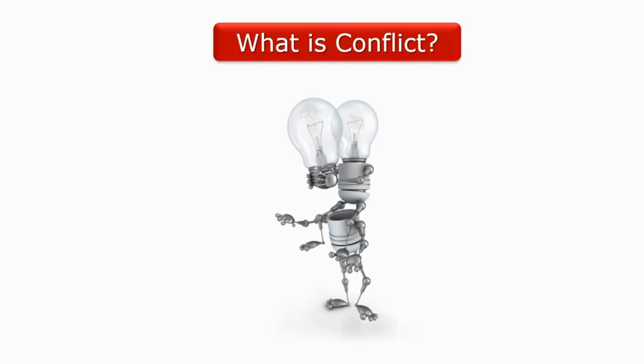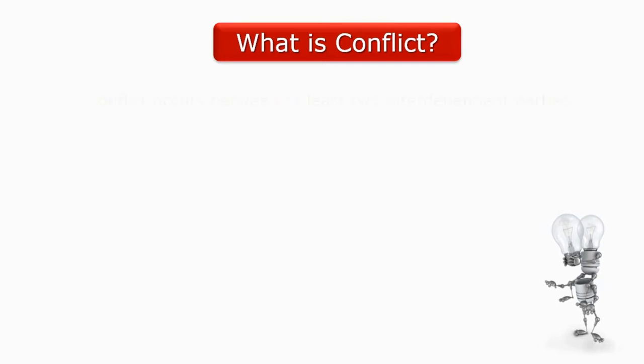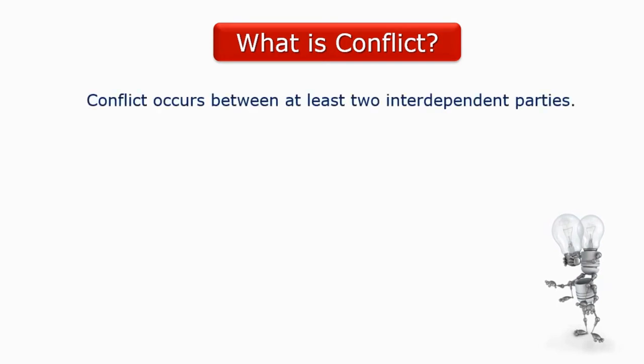Conflict occurs whenever two people interact together. There's usually some form of disagreement, however minor, because people are seeing things in different ways and from different perspectives. Conflict occurs between at least two interdependent parties. One party usually has more power or is perceived to have more power.